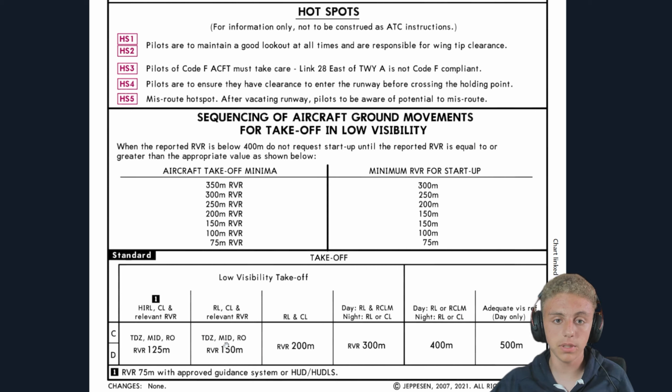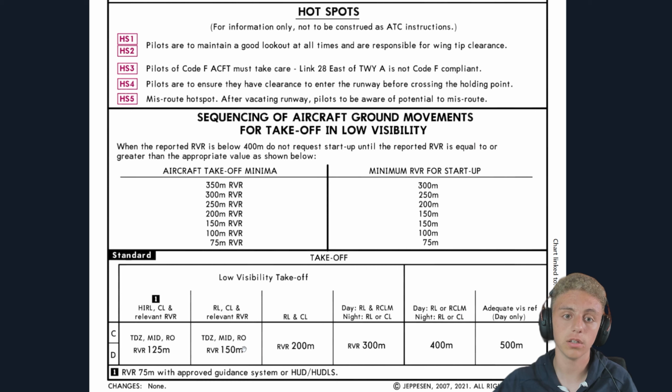Now, what these mean here are the RVR locations. So there is an RVR at the touchdown zone, RVR at the middle of the runway, and the RVR at the rollout at the end. So pretty much there needs to be all three RVRs working: the start at the beginning of the runway, the middle of the runway, and the end of the runway. All three have to be working. And with HIRL, centerline lightings, and relevant RVR, the minimum is 125 for a takeoff.